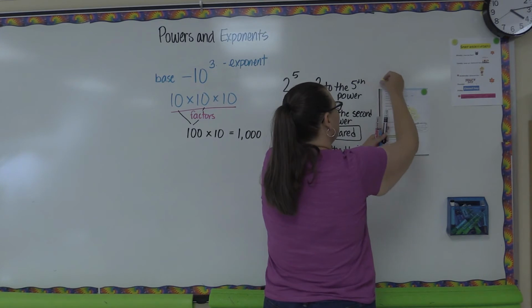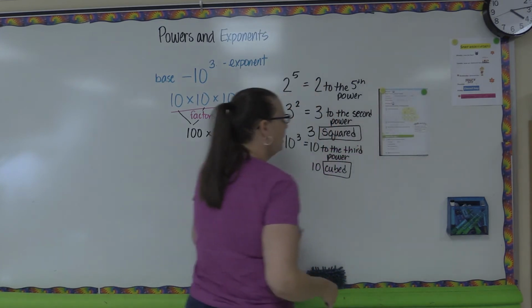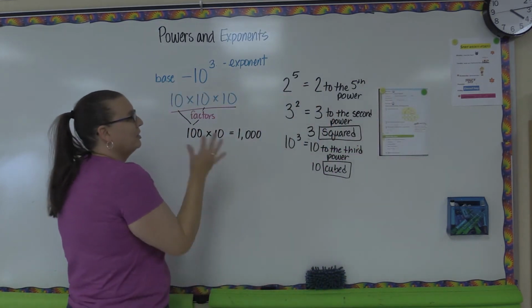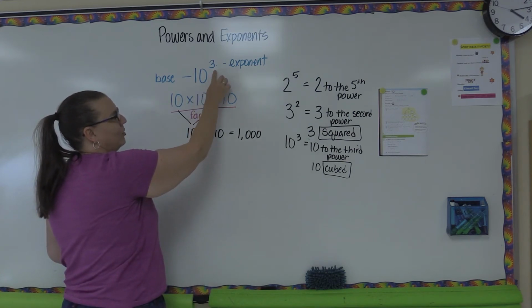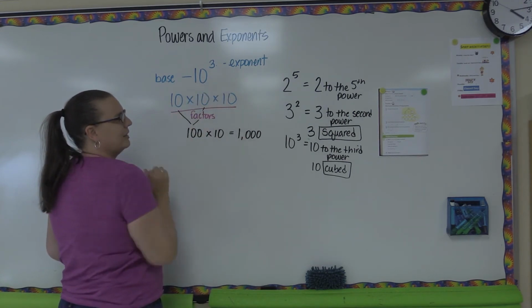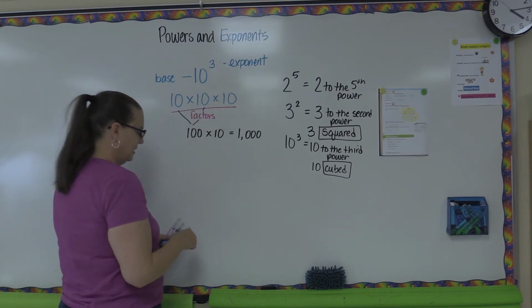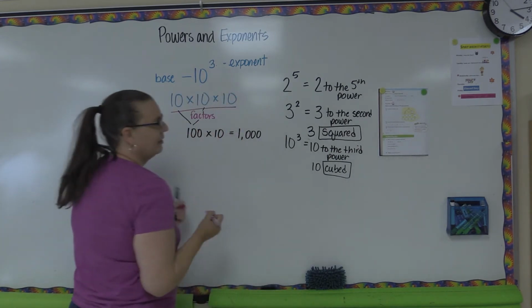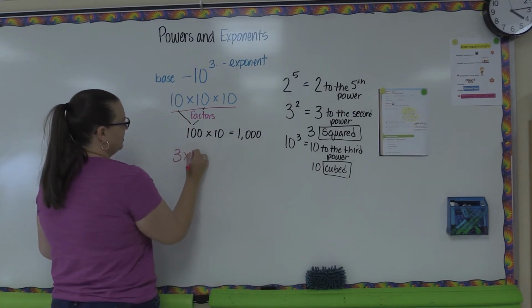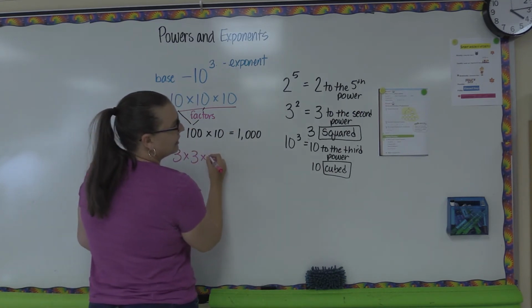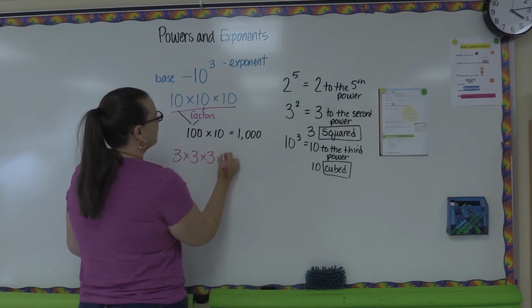They're going to give us the whole problem written out, and now they want us to go the other way. Instead of taking a base and a power, they're going to give us the whole problem written out, and they want us to create this. So let me get my pink one out here so we see what we're doing. And they have 3 times 3 times 3 times 3.